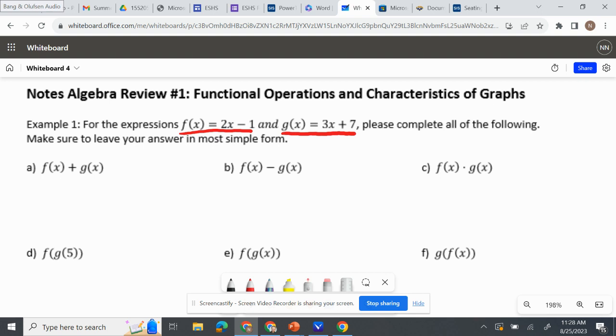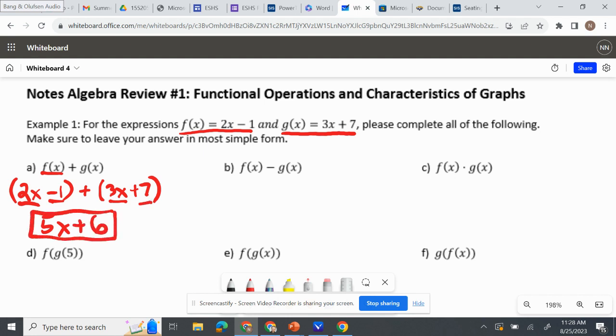So for the first one, we're adding the two different expressions. So we're going to add the 2x minus 1. That would be our f of x. Then we're going to add the 3x plus 7. That right there is coming from g of x. So when we add the like terms, 2x plus 3x is 5x. Negative 1 plus 7 gives us 6. And that's our answer.